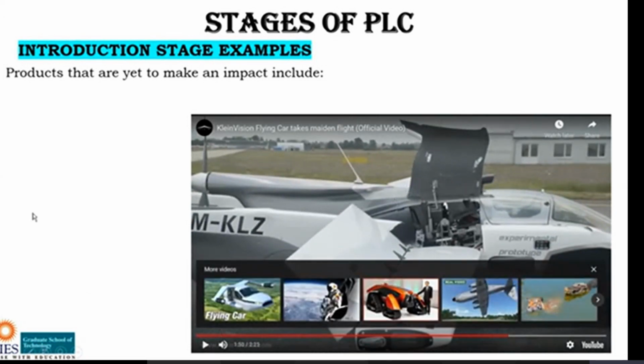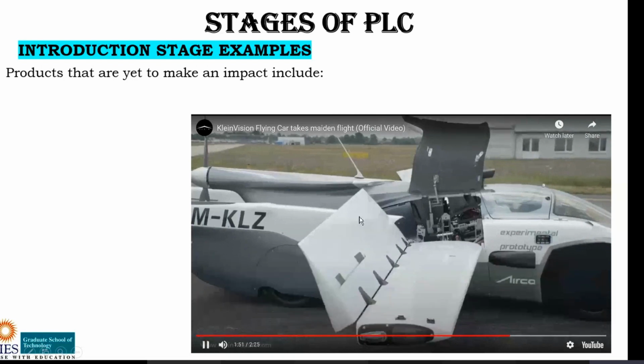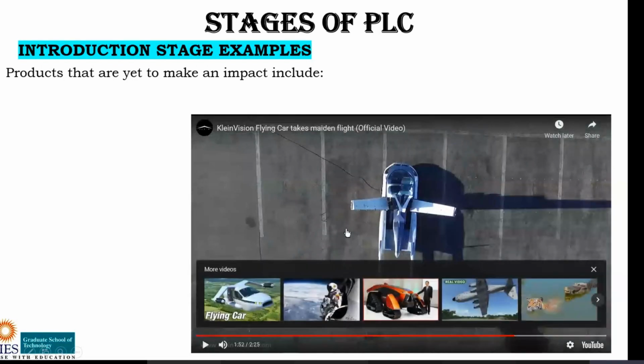So you can see this is a flying car, and this is the official video by this company. Now this flying car is basically a car, and it can also fly in the sky. And this is now the official video. You can see within seconds, in less than a minute, it gets converted into a car, and then again it can get converted into a plane.